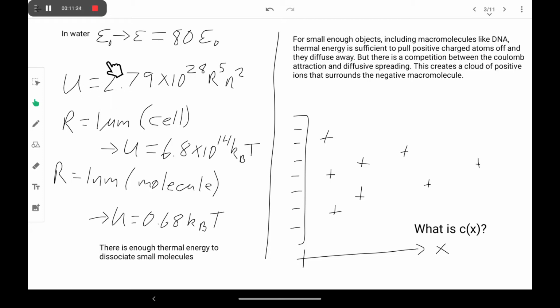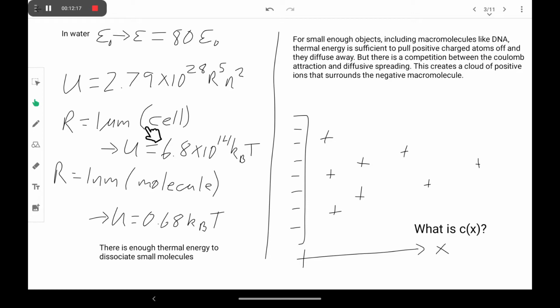If we have a micron-sized object, not a molecule, but a cell, in water this time, the permittivity of water is 80 times that in air. So we're just going to change that. We'd end up with a new constant that's similar, but it's still r to the 5th and then this percentage. Plugging in now 1 micron, or 10 to the negative 6 raised to the 5th, we still get a pretty big energy. Not quite that big, but compared to kBT, it's a lot. It's 6.8 times 10 to the 14th times kBT.